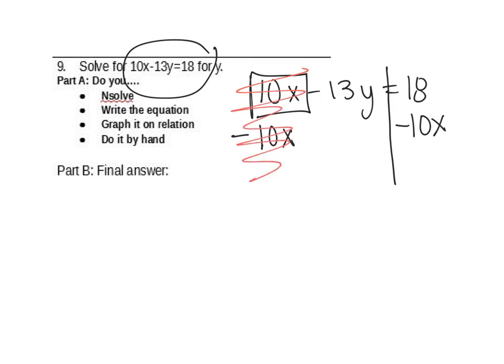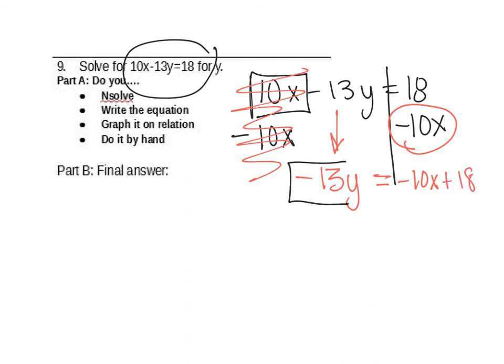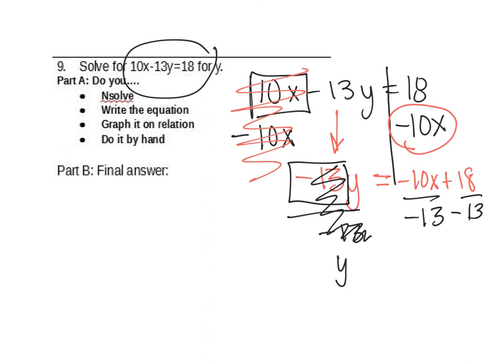These cancel. So now I'm going to bring down negative 13y. I'm going to write equals. I'm going to put negative 10x first, and I'm going to write plus 18. Lastly, I have a coefficient of negative 13. I'm going to divide each item by negative 13. I divide because negative 13 is a coefficient, so that means you divide. This cancels. So now I have y is equal to a negative divided by a negative is a positive, and a positive divided by a negative is a negative. So this is your answer.